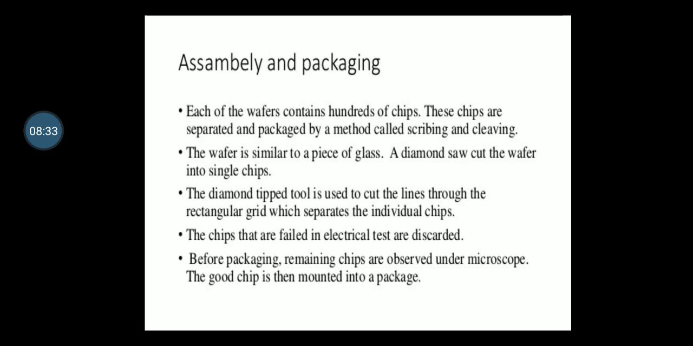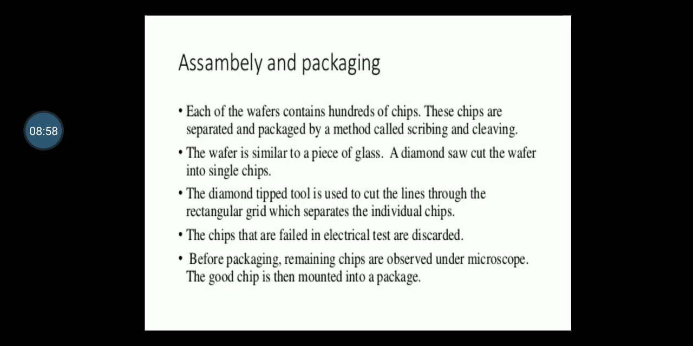So the last step is the assembly and packaging. Each of the wafers contains hundreds of chips. These chips are separated and packed by a method called scribing and cleaving. So the wafer is similar to a piece of glass. A diamond saw cuts the wafer into single chips.